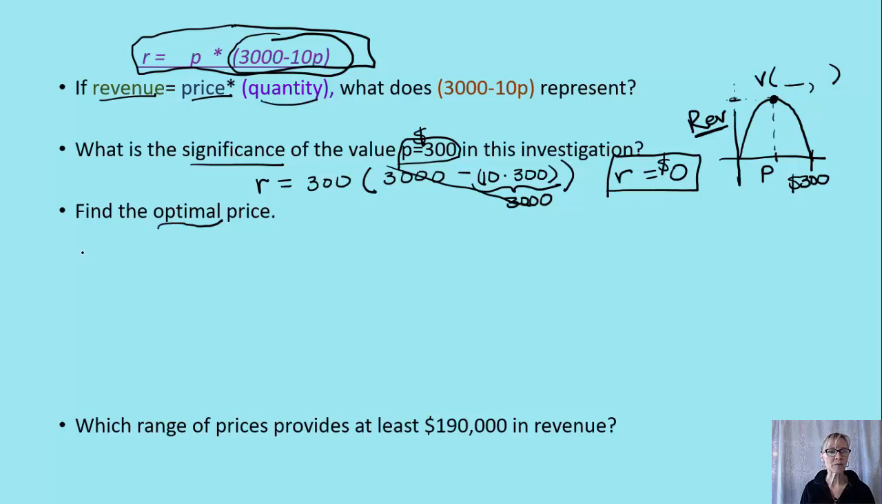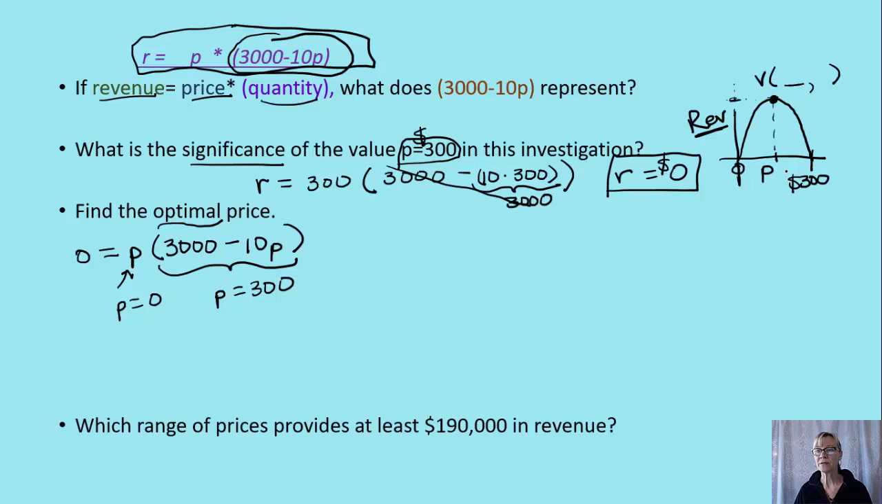To find the intercepts, remember we set the dependent variable, in this case r, equal to 0. So we've got 0 equals p times (3,000 minus 10p). We already discovered the value that makes that expression equal to 0, and that's p equals 300. This one's super easy: p equals 0 makes that equal to 0. So those are our two intercepts, 0 and 300.